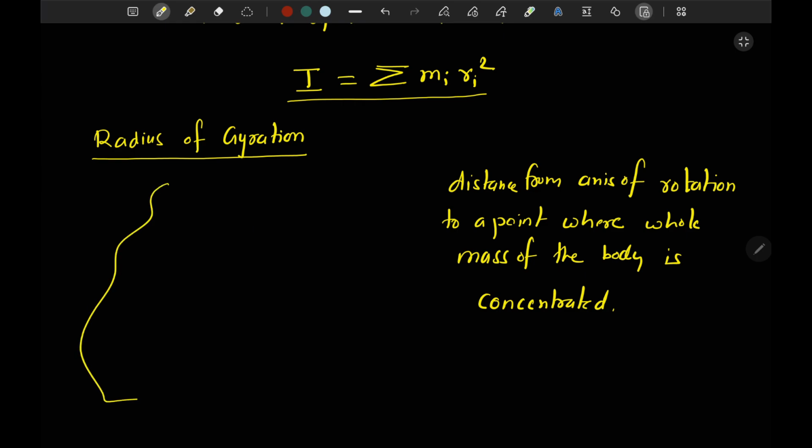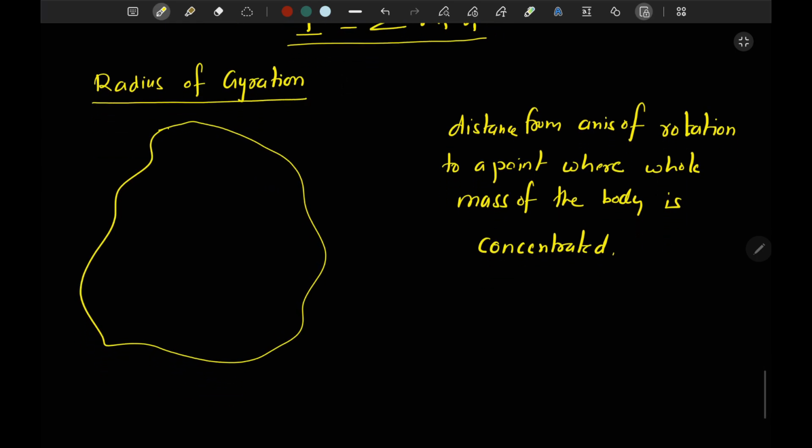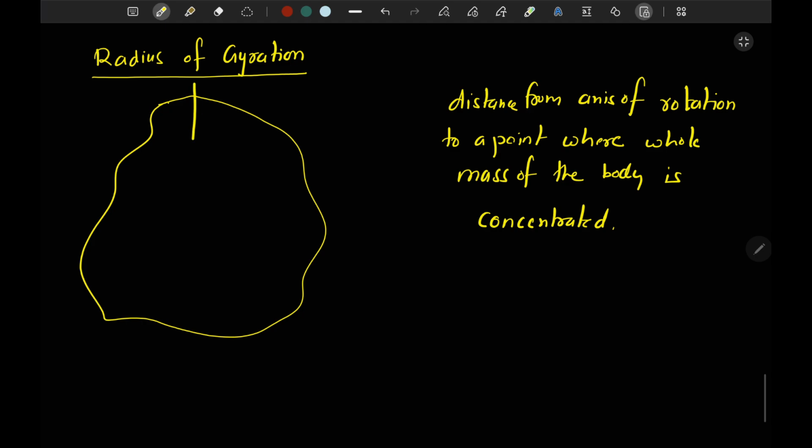That means if this is the rigid body and it is rotating about the axis Y dash, and this C is the point where the whole mass of the body can be considered to be concentrated. This distance is called radius of gyration and is denoted by k.